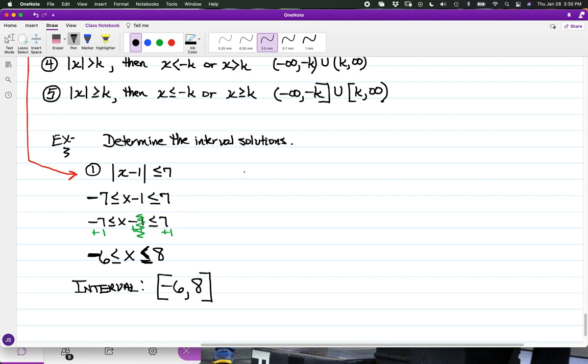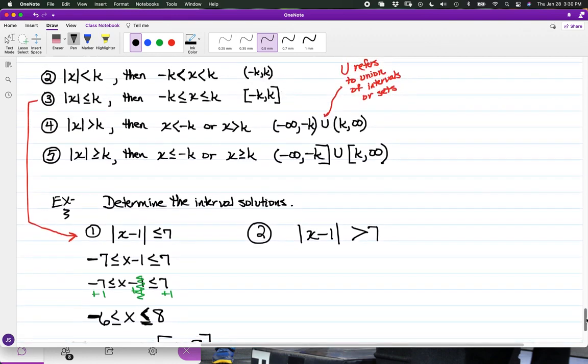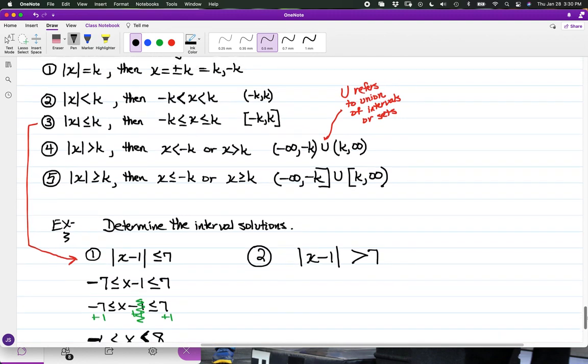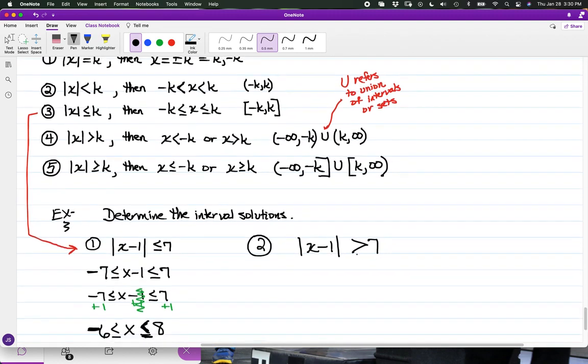And if I have, let's say, and I'm just going to keep the absolute value of x minus 1. And if I have that the absolute value of x minus 1 is greater than 7, so I'm keeping the k value at 7. And this time for the absolute value of x minus 1 is greater than 7, this will be a case of the absolute value of x is greater than k.